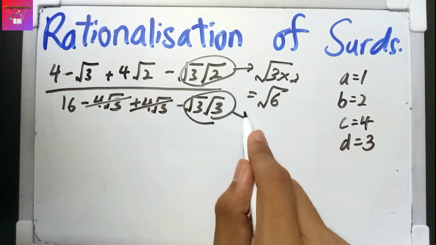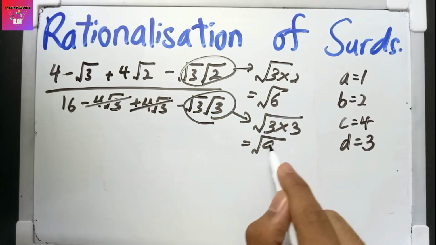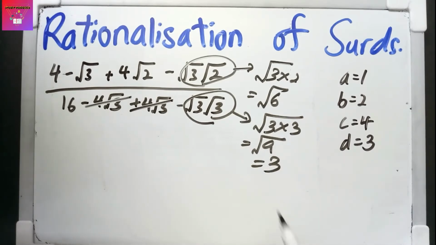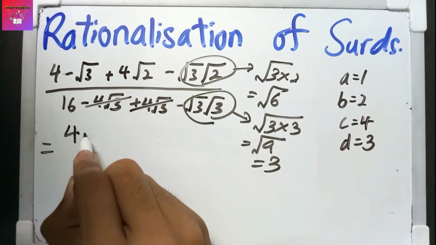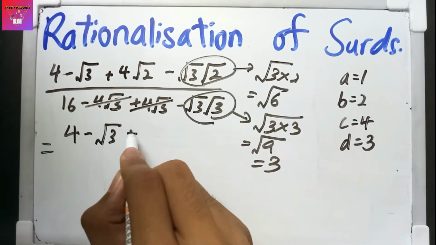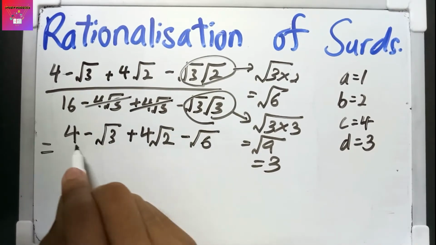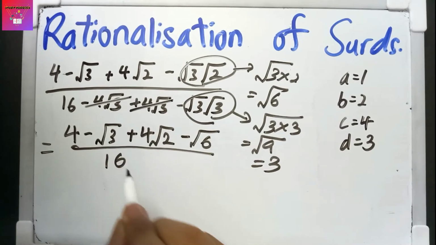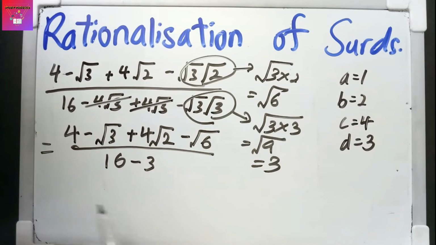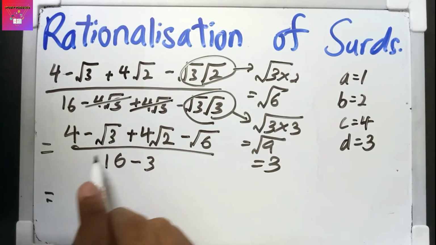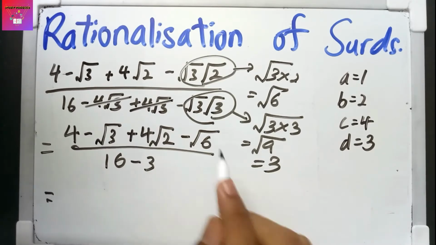And the same comes to this one, where it becomes surd 3 times 3, which is surd 9, and it's actually 3. So therefore we'll just directly continue with the equation. So 4 minus square root 3 plus 4 surd 2 minus surd 6 over 16 minus 3. Okay, so now if you notice, we have already changed the denominator into real numbers. So let's just finish off this whole thing.